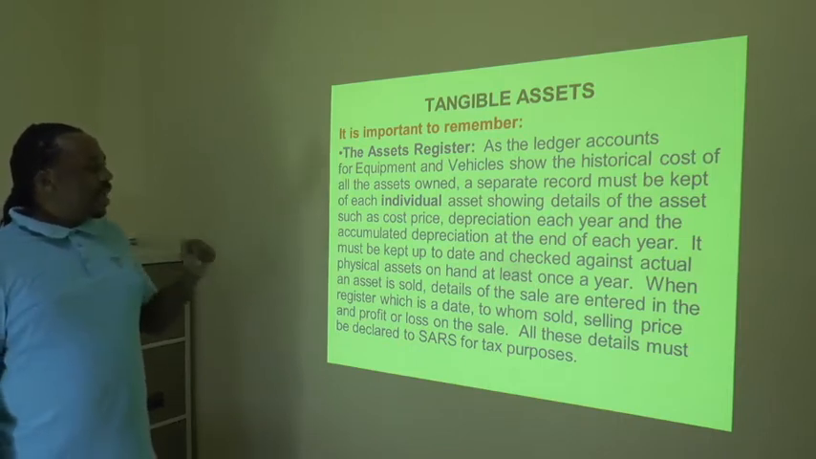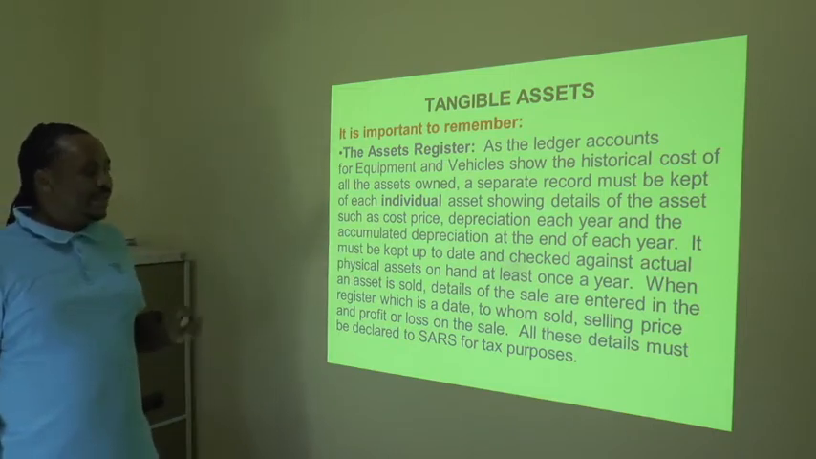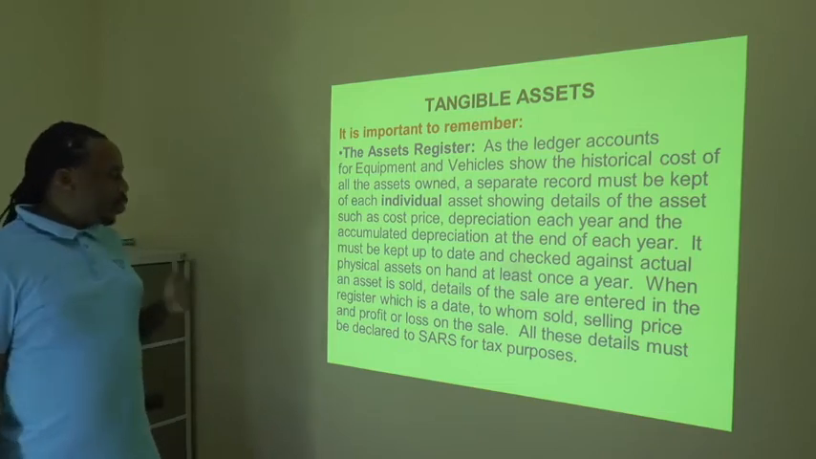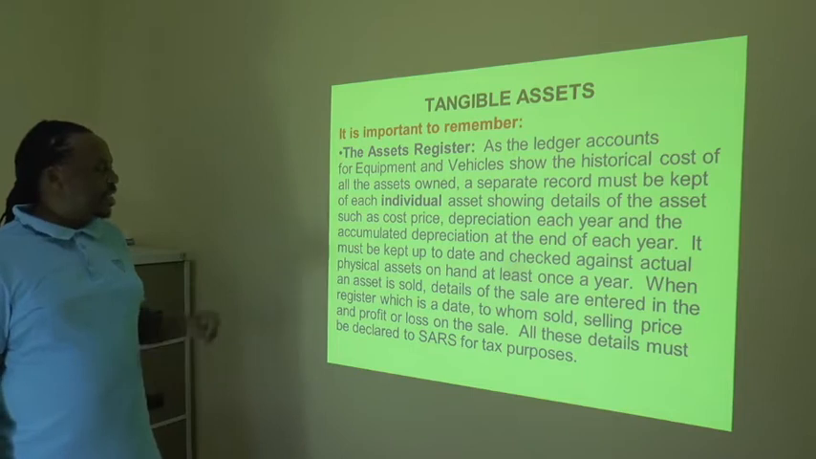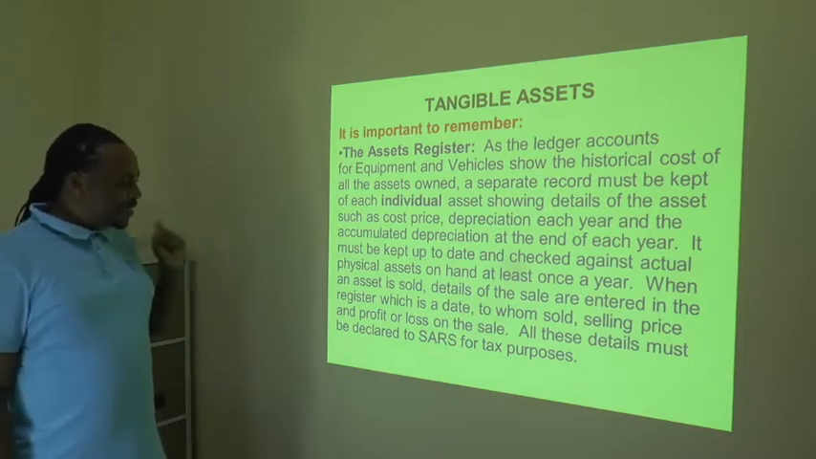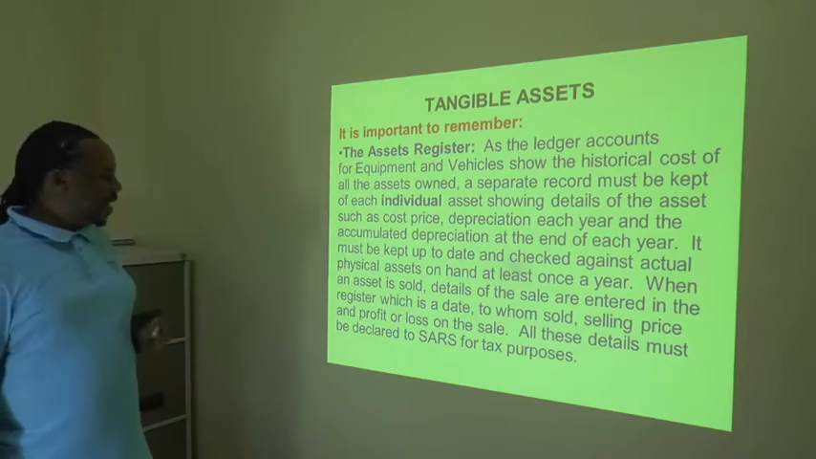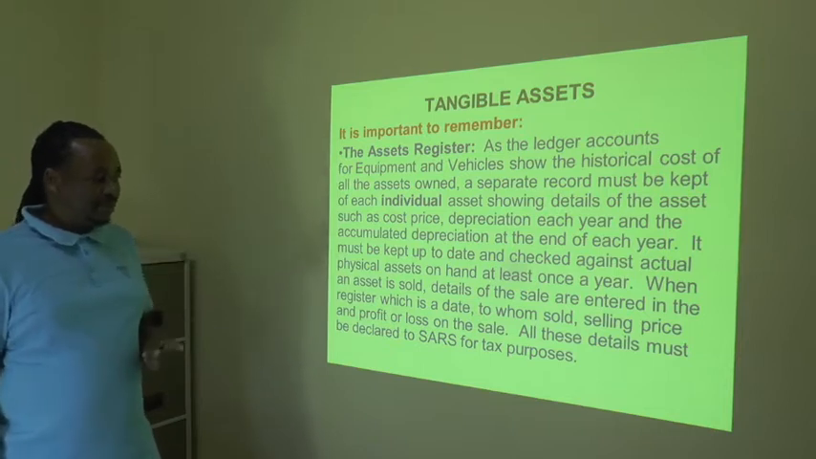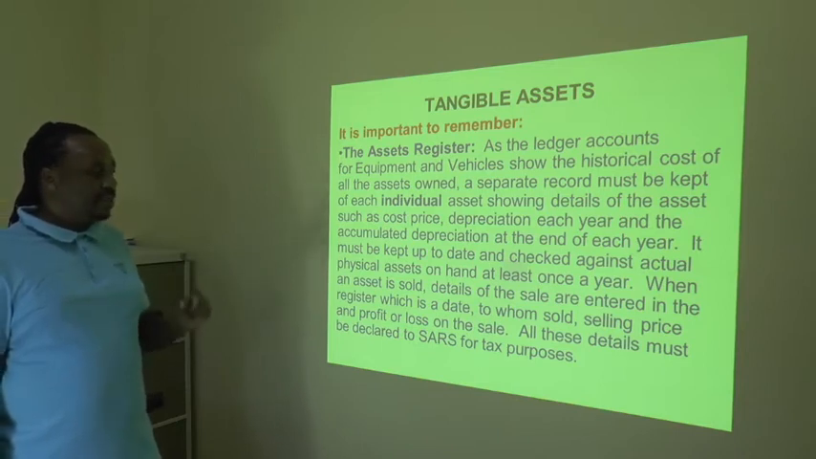It must be kept up to date and checked against the actual physical assets on hand at least once a year. When an asset is sold, details of this asset are entered in the asset register: a date must be there, to whom that asset was sold must be indicated, the selling price, as well as the profit or loss on the asset that has been disposed of by the business. All these details must be declared to SARS for tax purposes.